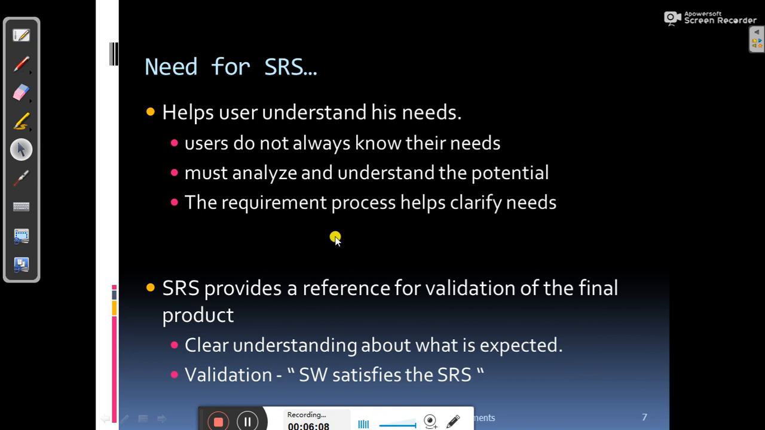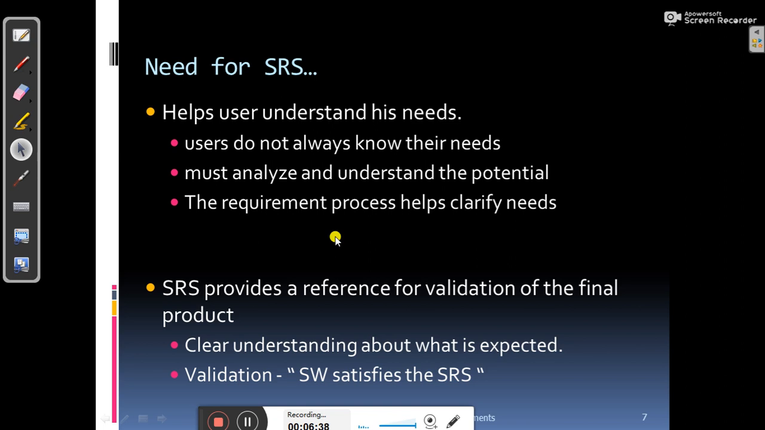So what is the need? It helps the user understand his or her needs. Users do not always know their needs. That is why we must analyze and understand the potential, and the requirement analysis process helps the analyst clarify the needs that will be required throughout the system development.